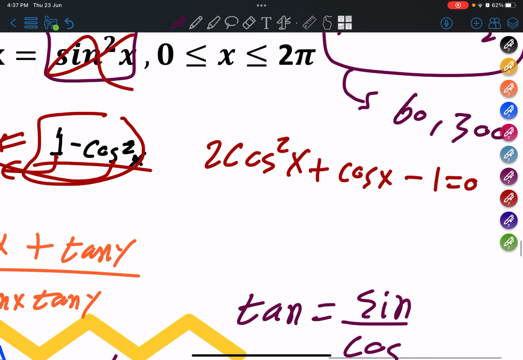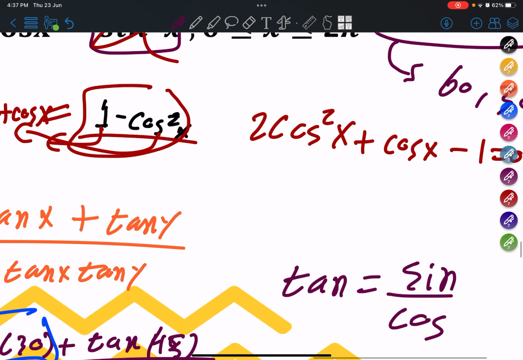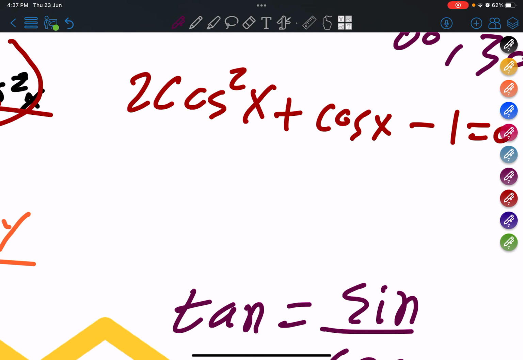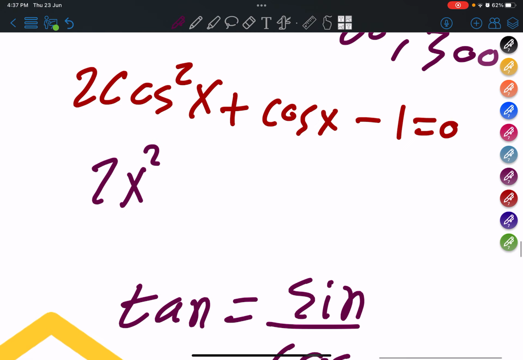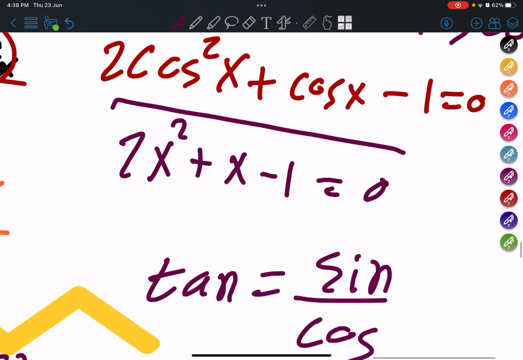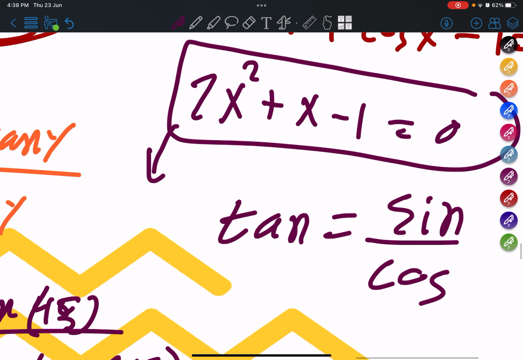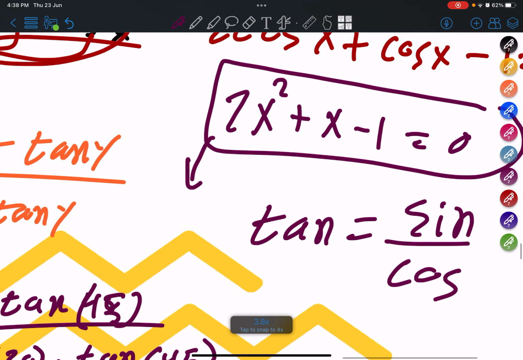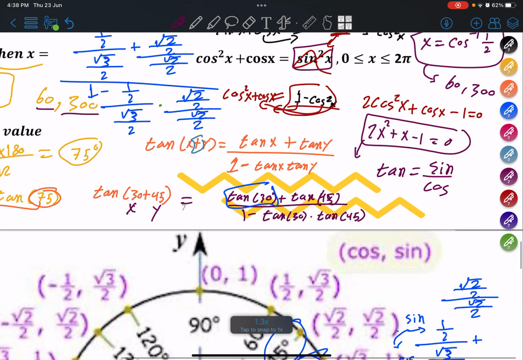Now, don't mind the cosine here. This equation looks as if it was 2x squared plus x minus 1 is going to equal 0. So how do we factor this? We factor this by writing. Okay, let's just remove some of the stuff here.